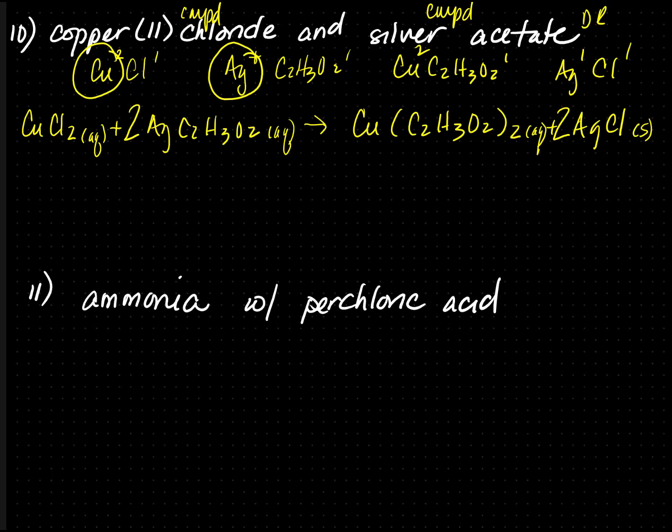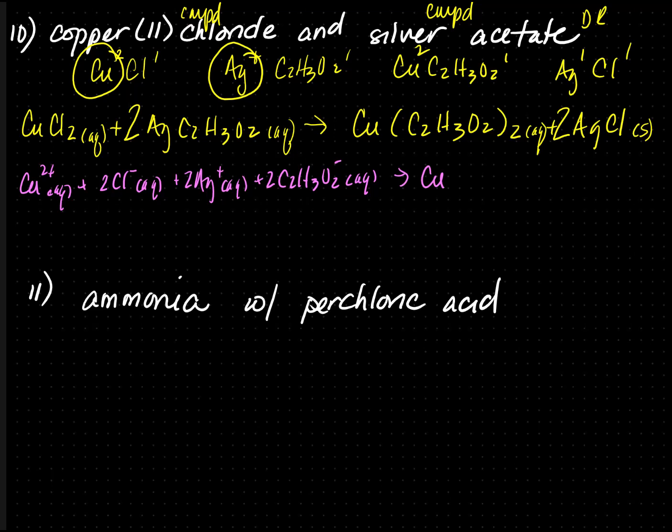Now we're going to break down everything that's aq, except for a weak acid. So Cu2+ aq plus 2Cl- aq plus 2Ag+ aq plus 2C2H3O2- aq yields Cu2+ aq plus 2C2H3O2- aq plus 2AgCl. The silver chloride cannot be dissociated because it's a solid. This is our complete ionic equation.